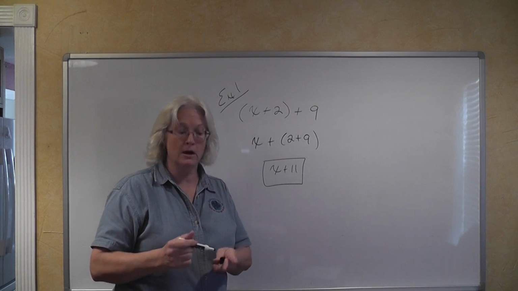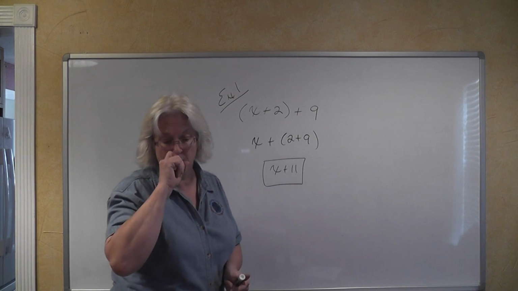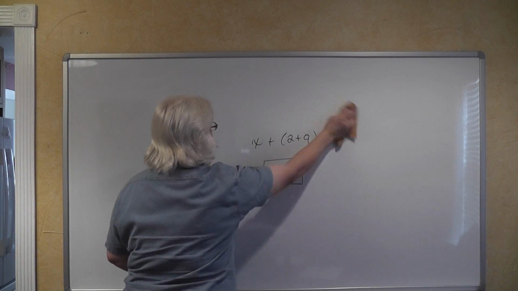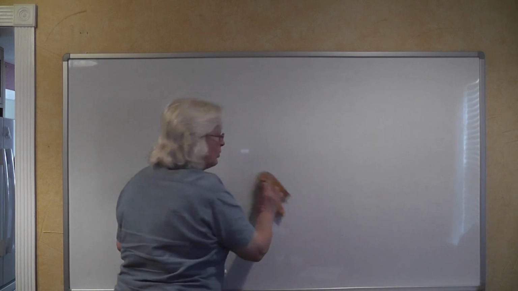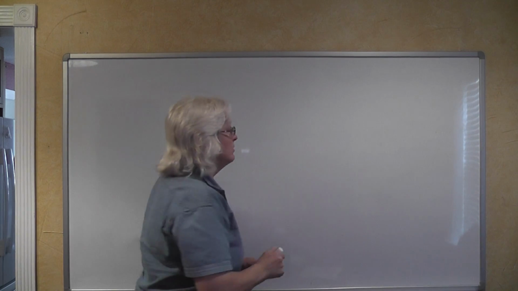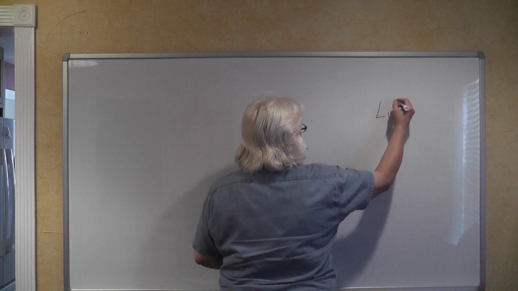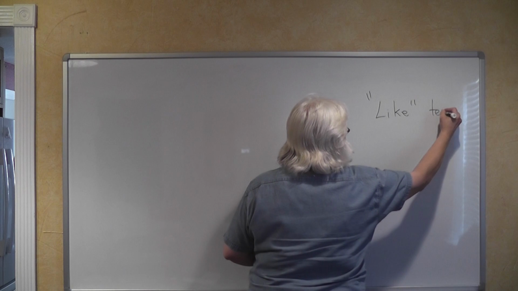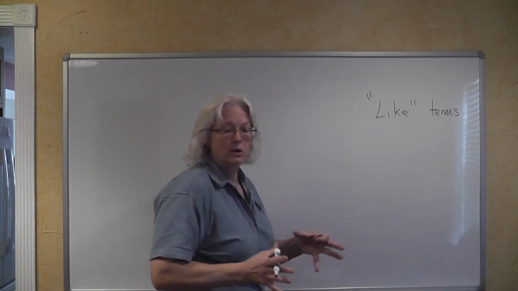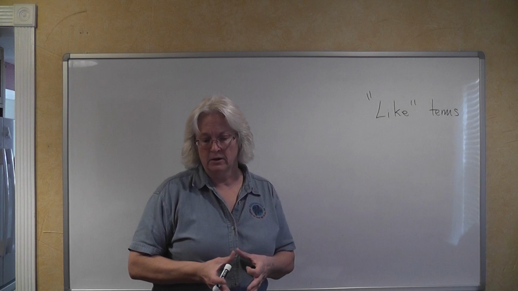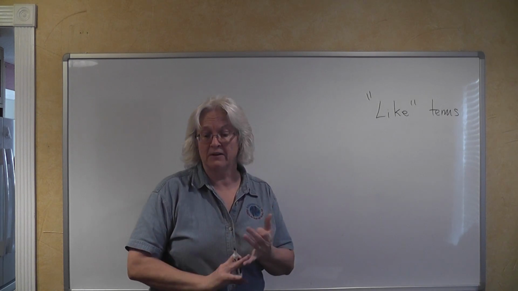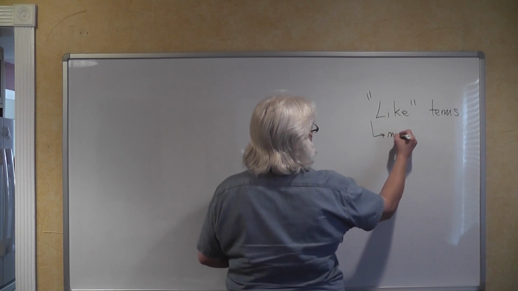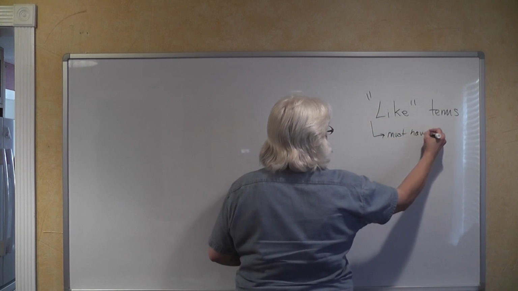Now we want to add another piece of vocabulary, another vocabulary word. We've talked about terms, we've talked about coefficients. Now we specifically want to talk about what we call like terms. And it's not that, oh, I like this one and I don't like the other one. Like terms are ones that you can combine together. Like terms have to have the same variable. They must have the same variable.